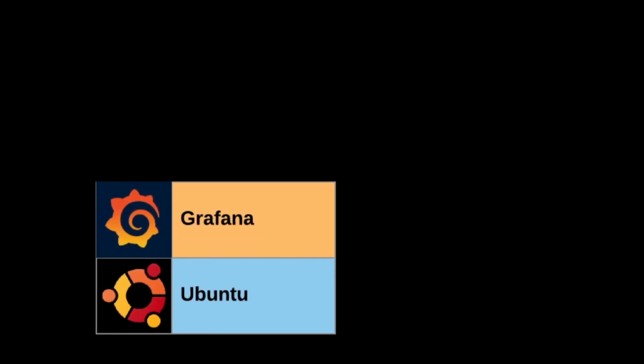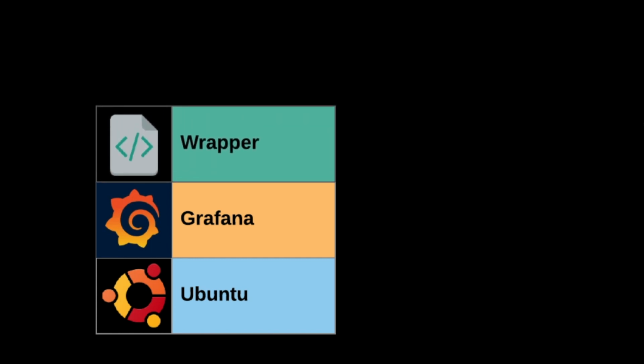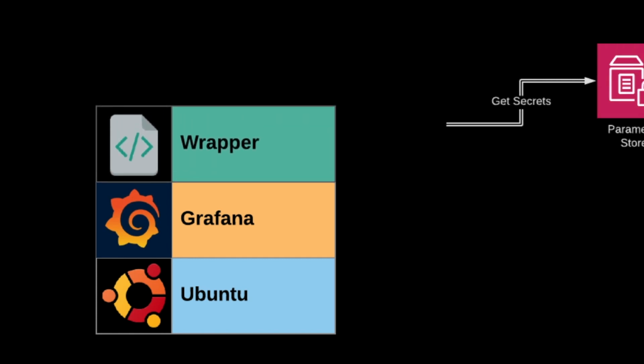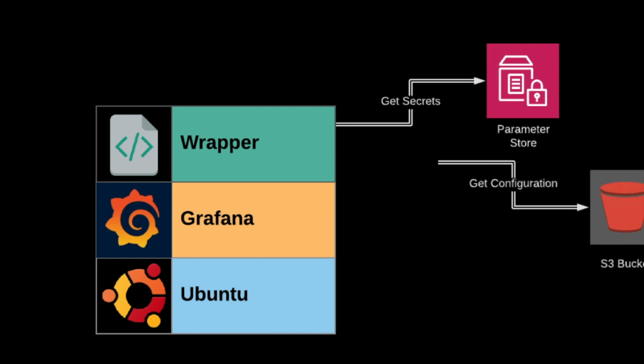Have you ever wanted to do something extra before delegating back to the public Docker image? Well, in this video, I will cover how to launch Grafana running on the Ubuntu operating system and bootstrap it with a secret available on AWS SSM Parameter Store and custom configuration stored on AWS S3.